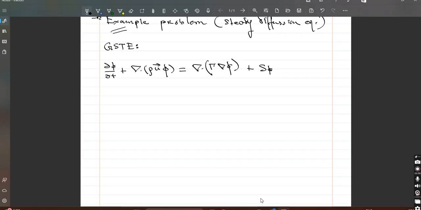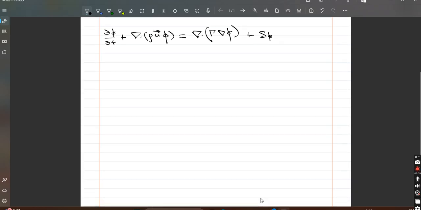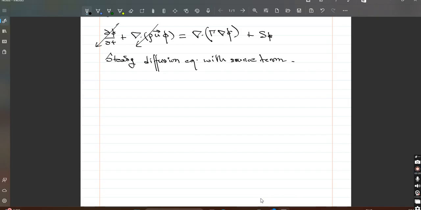So we will first take a simpler problem to deal with. We will eliminate a few terms. For example, we will study the steady diffusion equation with source term. So then we can neglect this term, this will go to 0, and only this term will survive. It goes something like this.